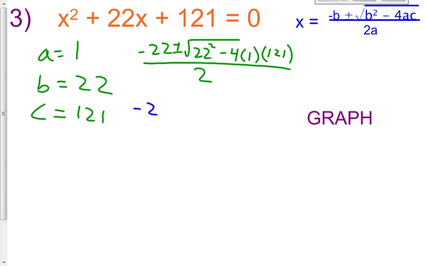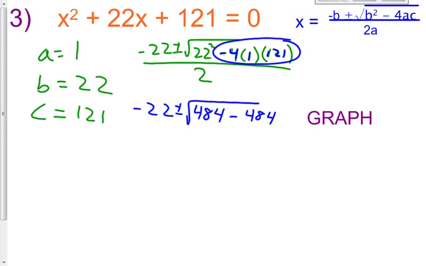A negative 22 plus or minus the square root of 22 times 22. When you do that in your calculator, you should get 484. Plus and minus the square root of 484. And then we have this negative 4 times 1 times 121. That is a negative 484, if you multiply these three together right here. All that is divided by 2.